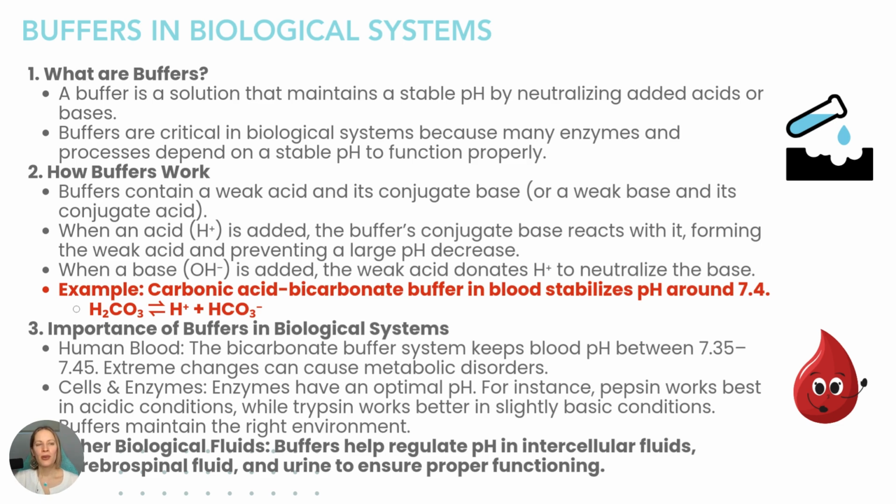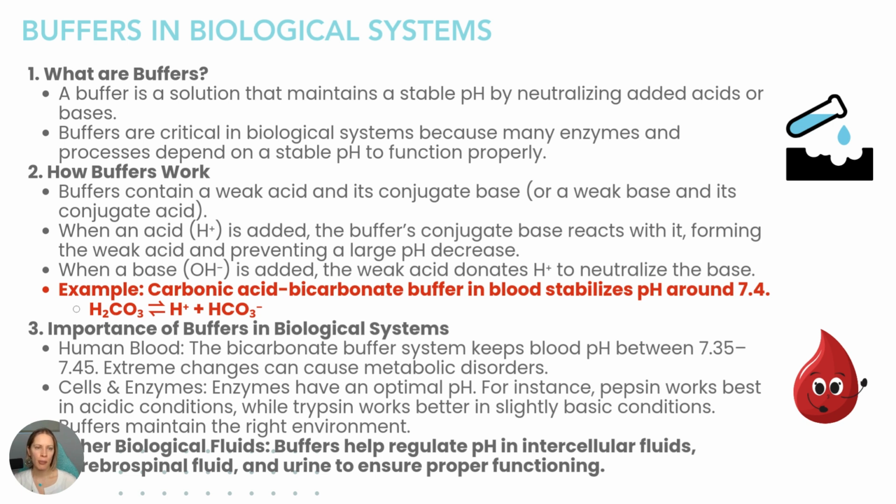Now, when we're talking about what a buffer is in biological systems, a buffer is a solution that basically buffs things out. It maintains a stable pH either by neutralizing added acids or bases. So it kind of buffers things out to bring them back to neutral or as neutral as possible. This is critical because many enzymes and processes depend on a stable pH to function properly.